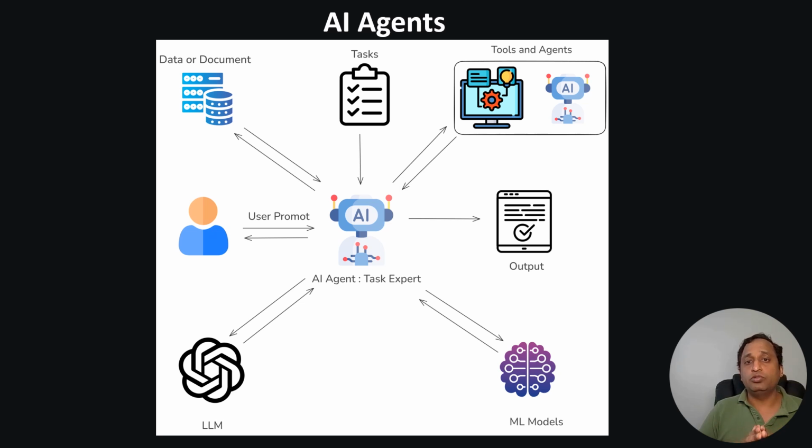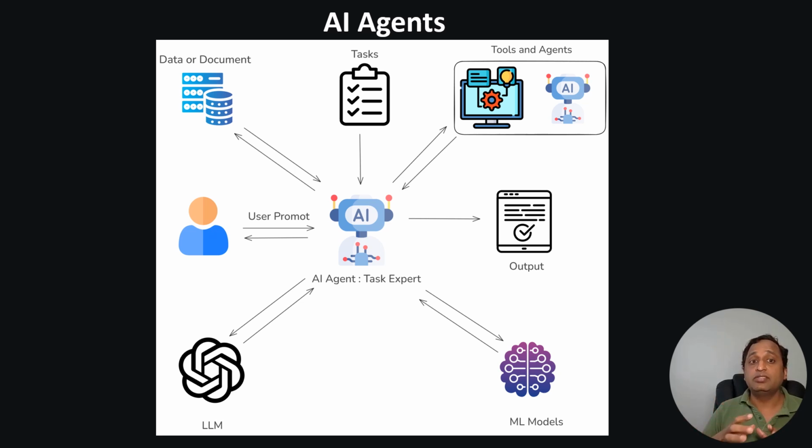Let me walk you through how AI agents function in a real world setup. At the center of it all, we have the AI agent, which acts like a task expert. This means that the AI agent specializes in executing specific tasks by leveraging multiple components. It all starts with a user prompt, like providing a query. The agent takes the prompt and orchestrates the necessary actions to deliver the result.